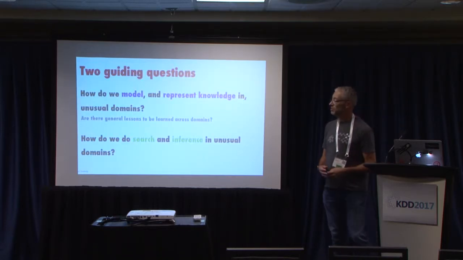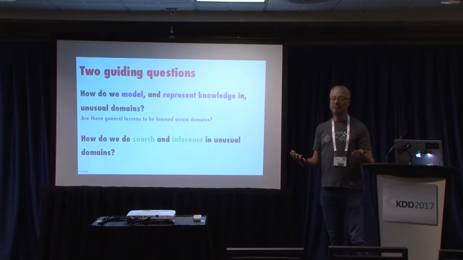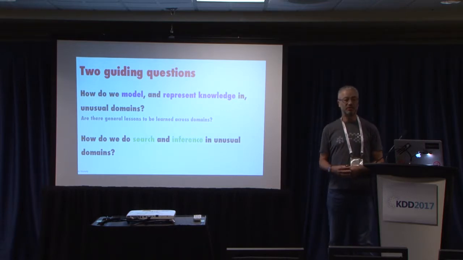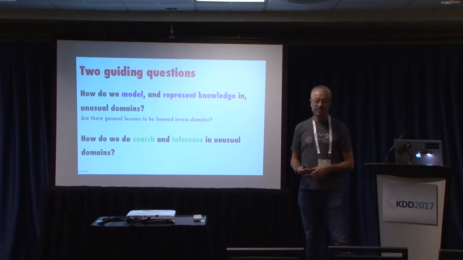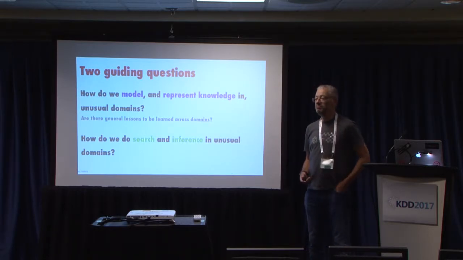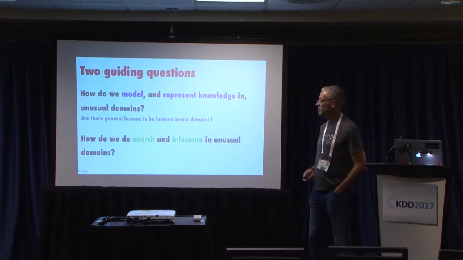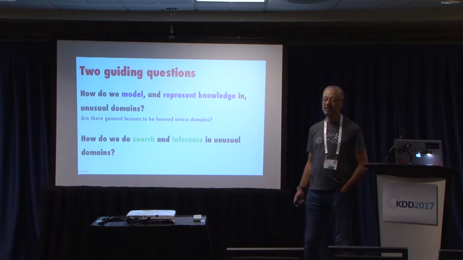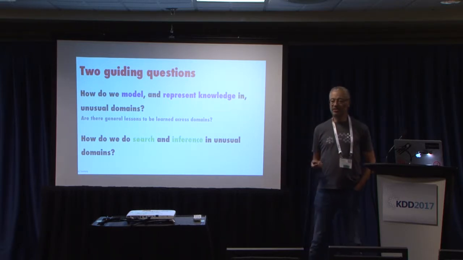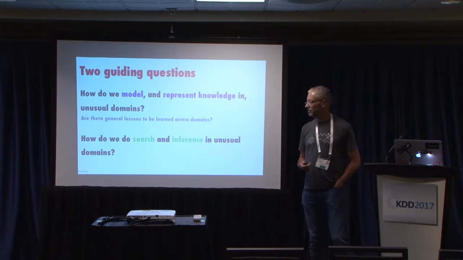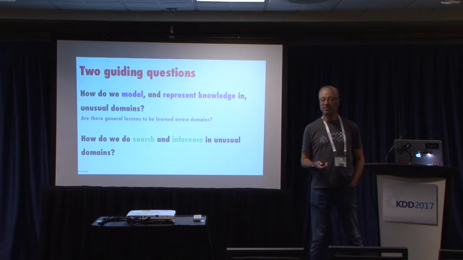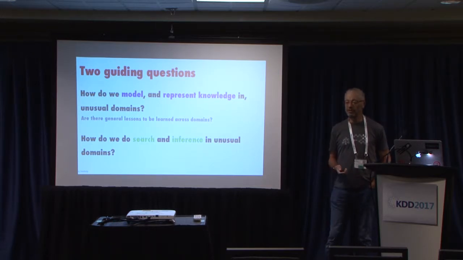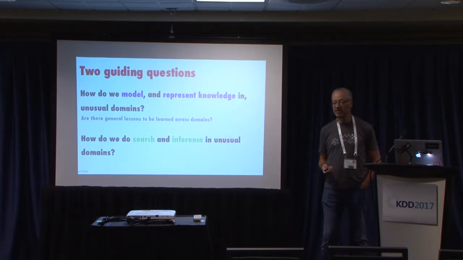So the two guiding questions are, how do we model information in unusual domains differently from how we would model knowledge graphs like DBpedia, like the knowledge graph of Wikipedia? How do we model it? How do we represent it? And then, given the challenges of building the knowledge graph, how do we search it, and what kinds of inference can we do to improve the information and actually derive insight?